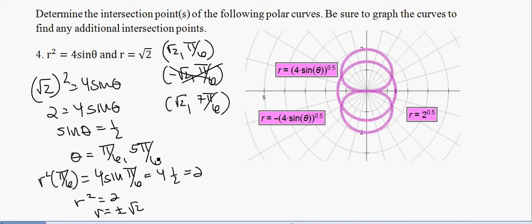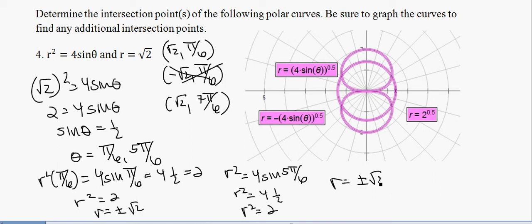And hopefully you see what's going to happen with 5 pi over 6 over here. I get r squared equals 4 sine 5 pi over 6. R squared equals 4 times a half. Sine of 5 pi over 6 is positive in the second quadrant. I get r squared equals 2, so r equals plus or minus root 2. So I get root 2 comma 5 pi over 6. That's a sad looking 2, which is this point over here.